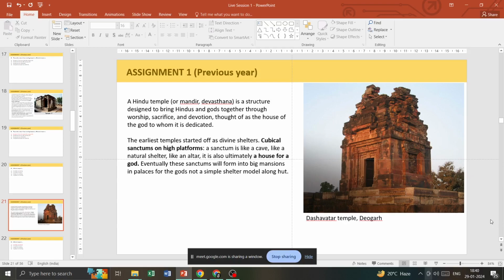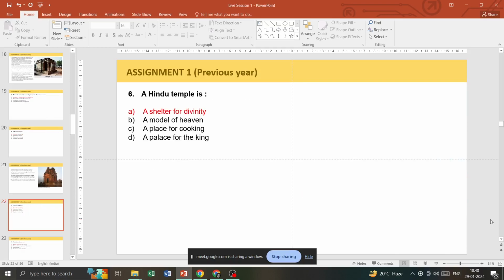God should have a palace and not just a hut. So that's how the scale of these temples kept growing over the years. And rather than the image of a small hut-like thing dedicated to God, it turned into a palace or a mansion kind of shelter dedicated to God. Be it hut or be it palace, it was a shelter dedicated to God. So our answer will be a Hindu temple is a shelter for divinity.